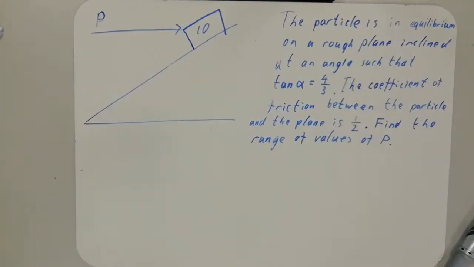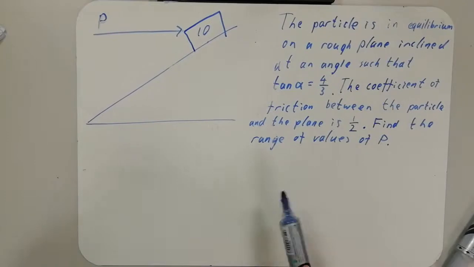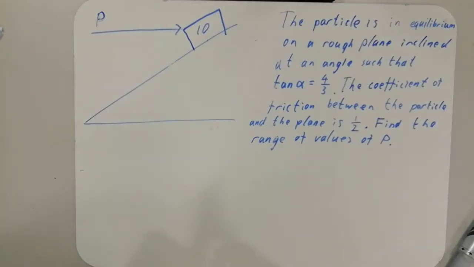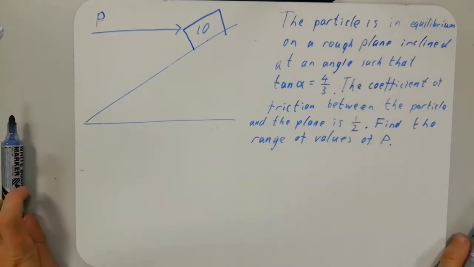This is how we can approach questions where we have an inclined plane and a particle sat on it, and we want to work out either its acceleration or that it's in equilibrium and find a missing force. So let's read the question first. A particle is in equilibrium on a rough plane inclined at an angle such that tan alpha is equal to 4/3.